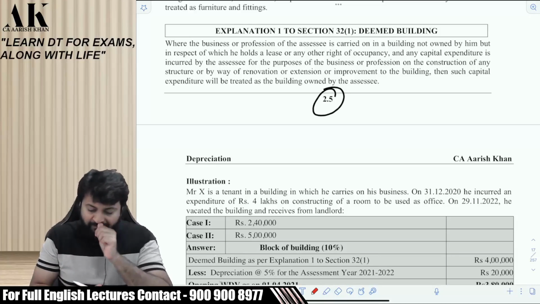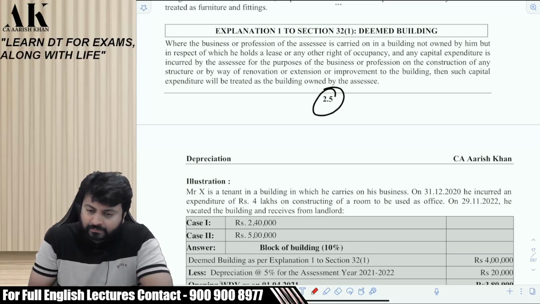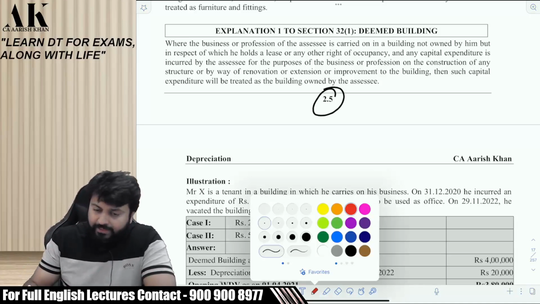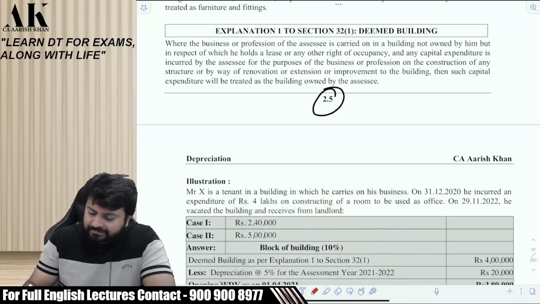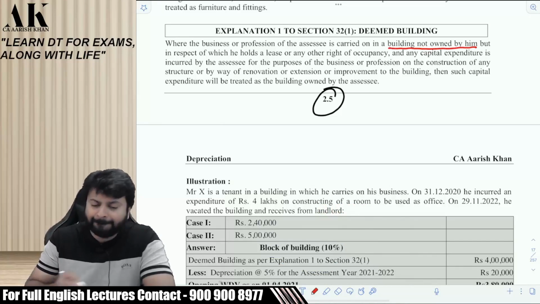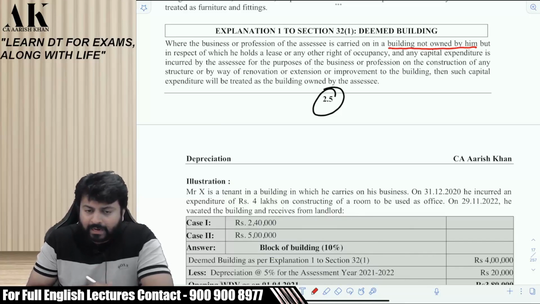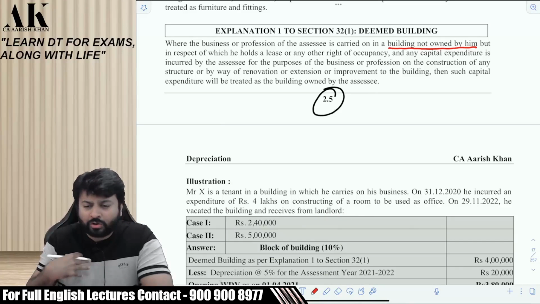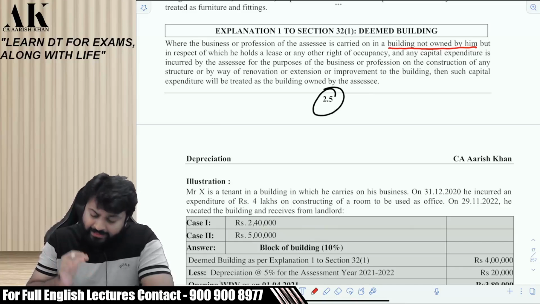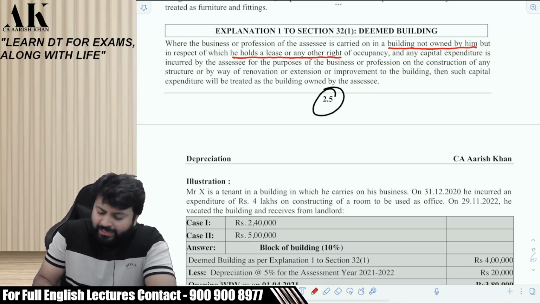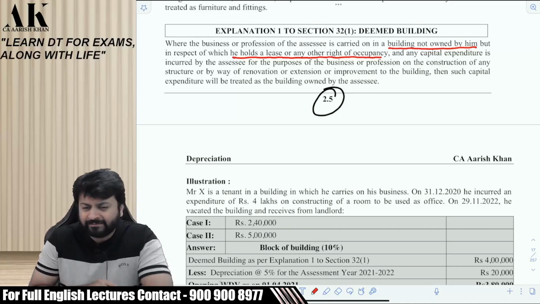Where the business or profession of the assessee is carried on. Carried on where? In a building, further not owned by him. I am doing a business where it is not owned by me, but in respect of which I hold a lease or any other right of occupancy. I have a leasehold right on that building. I have taken that on lease.